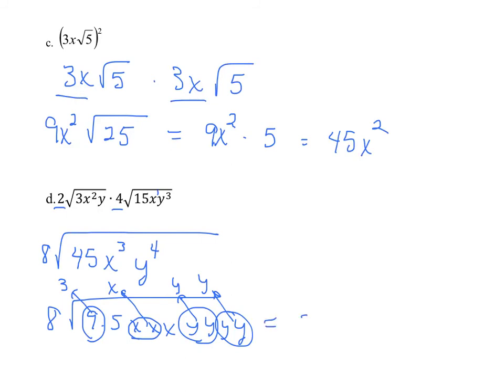8 times 3 is 24. X, Y squared. And inside becomes 5X. Bada bing. Next.